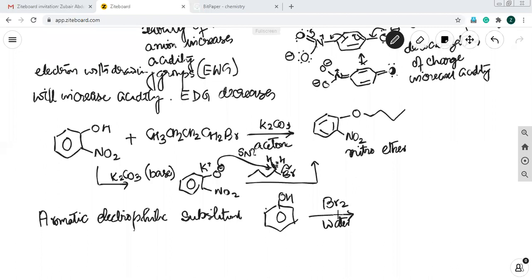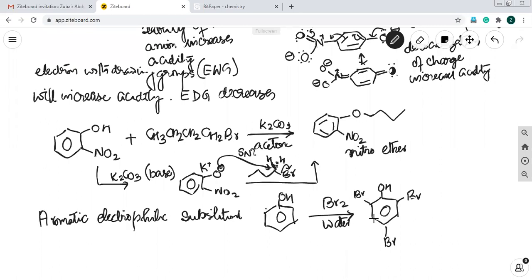So bromine reacts and it is so electron donating that all the ortho and para positions are brominated. So you get tribromophenol. Okay. So this is bromination, and it is very difficult to control this reaction. Remember that. Very difficult to control.